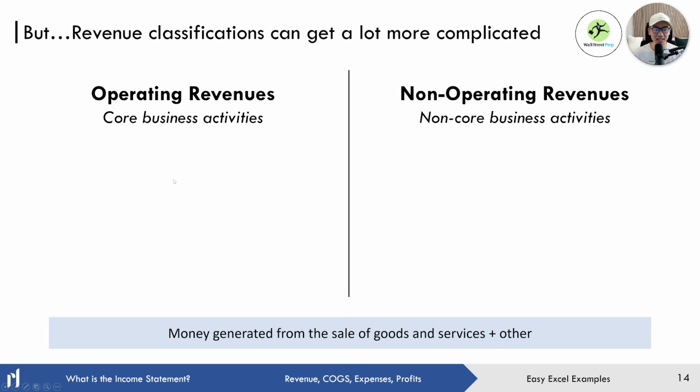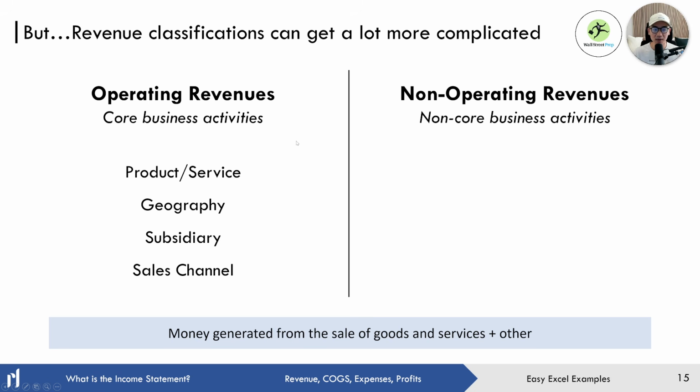So on the left-hand side here, we can see the core business activities and operating revenues. And so there's a lot of different ways you can segment revenue, right? You can look at the different types of products, like Apple might have different revenue segments for their iPad and iPhone, and they also have different types of all those devices, right? So things could get really complicated. You could do it by geography, subsidiary, sales channels. And so that's your operating revenue.